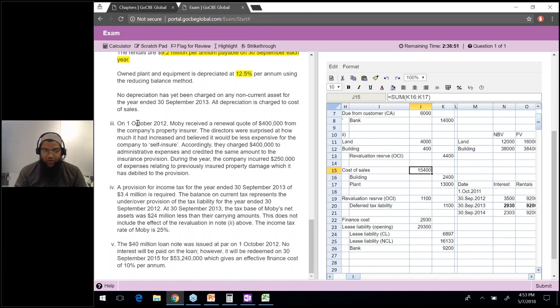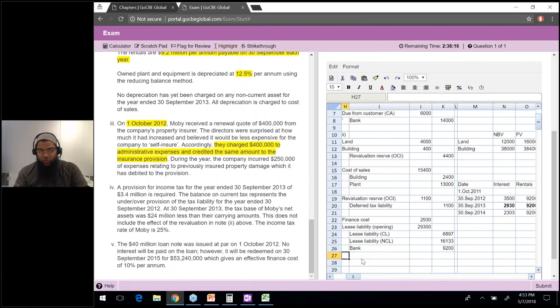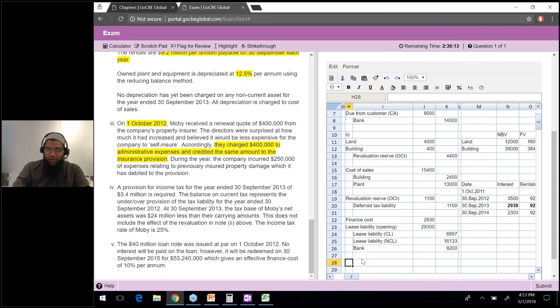So adjustment number 3, the question says that on 1st October 2012, which is the start of the year, Mobi received a renewal quote of 400,000 from the company's property insurer. The directors were surprised at how much it had increased and believed it would be less expensive for the company to self-insure, which means that the company can bear the risk on its own. Accordingly, they charged 400 to administrative expenses and credited the same amount to the insurance provision. So although they have not insured themselves from the insurance company, but still they have recorded insurance premium.